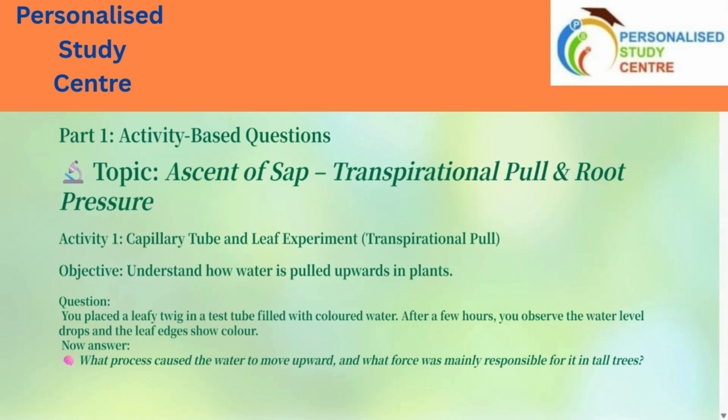Now answer. The answer for this will be given next week. What process caused the water to move upward, and what force was mainly responsible for it in tall trees? So how does the water from the ground move up to the tall trees? When the height is more, it is difficult for the water to move from the ground to that height. So how does it happen? The answer will be given in the next session.